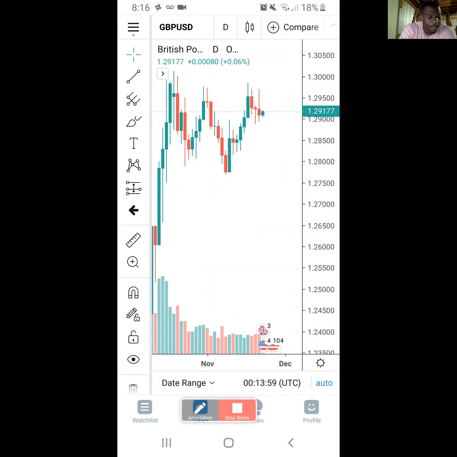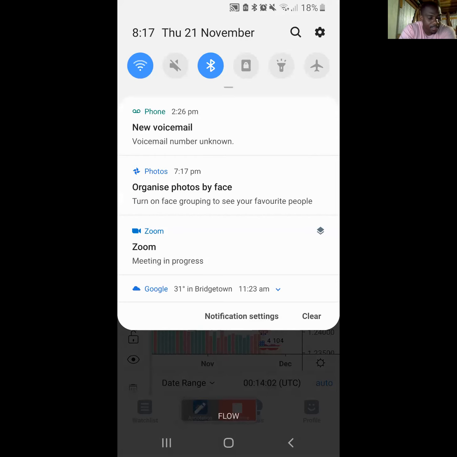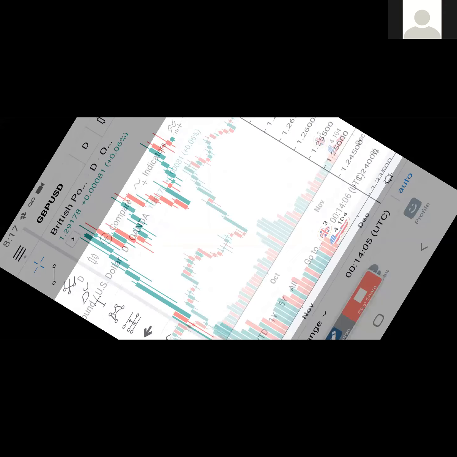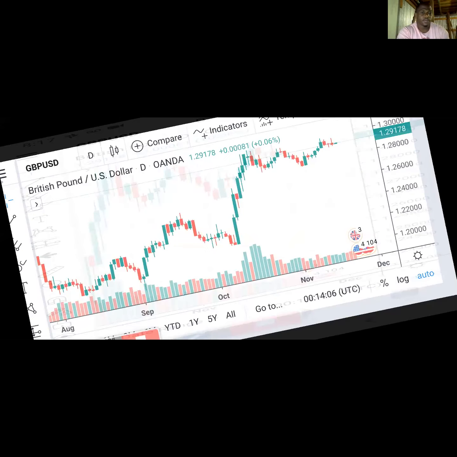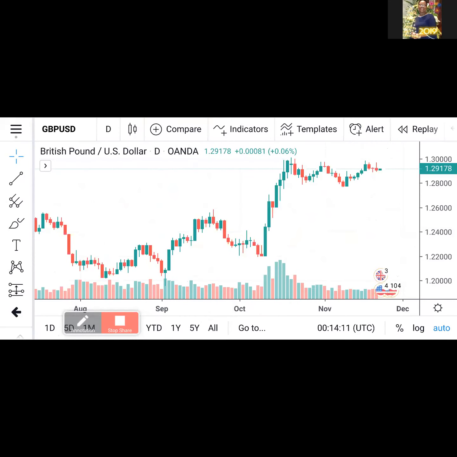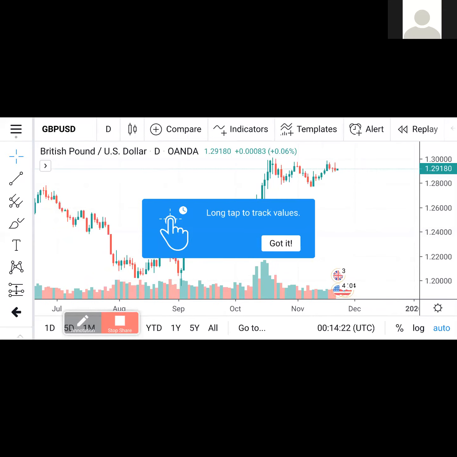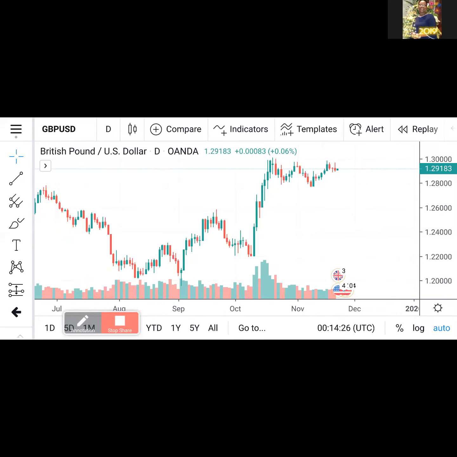All right, and when I'm using my phone, I normally just turn my screen sideways so I can get a good view of my screen, right? So I normally use the TradingView app for my alerts. So I log in on my phone, and when the alerts come through, I will be able to see the alerts on my phone.